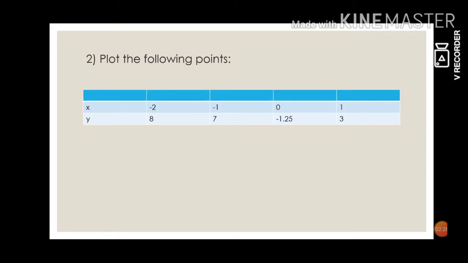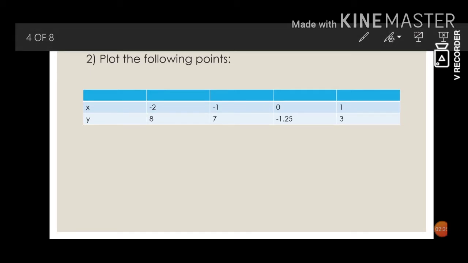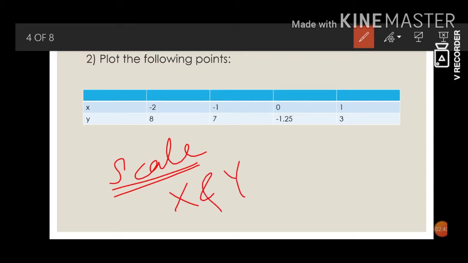The second question is: plot the following points. We need to have a graph, and in that graph it is very important to write the scale. You can take any scale. I have taken, in both x and y axis, 10 small divisions. SD stands for small division. 10 small divisions is equal to 1 unit.